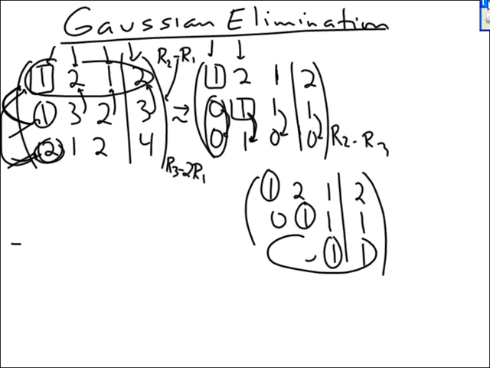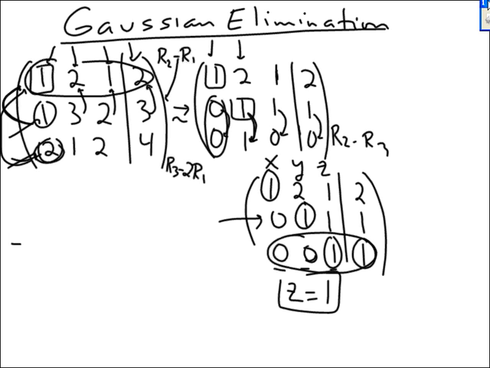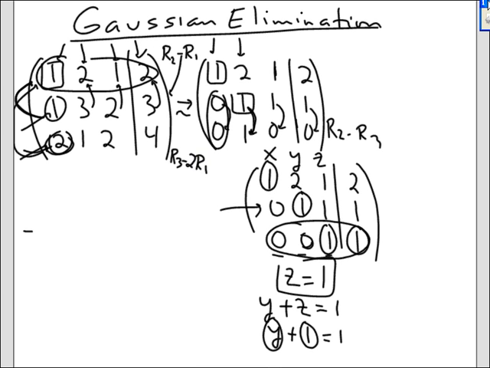The last row, I'll remember the variables were x, y, and z. The last equation says 0x plus 0y plus 1z, which is z, is equal to 1. Okay, z equals 1. The next row says 0x, which I'll ignore, plus 1y plus 1z is 1. But z is 1. Some number, when you add 1 to it, gives you 1. You really should know that. It's 0. So y is equal to 0.